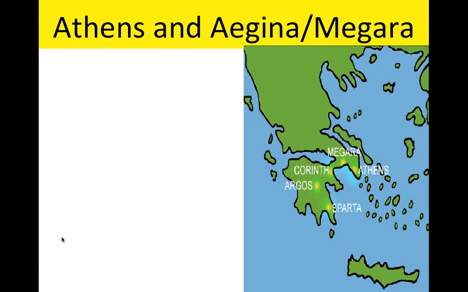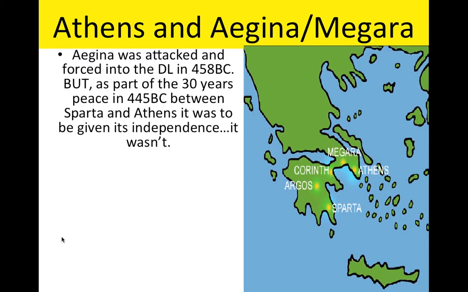Now, Aegina, you know all about Aegina already. Remember that unprovoked attack? Aegina supposedly given its independence, and then the Athenians refusing to honour that independence that Aegina supposedly had.